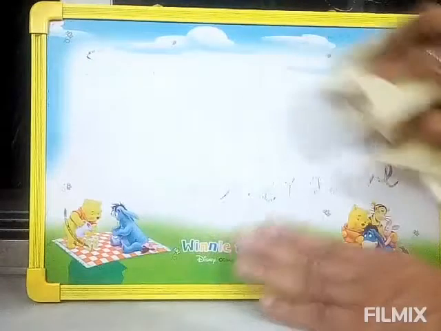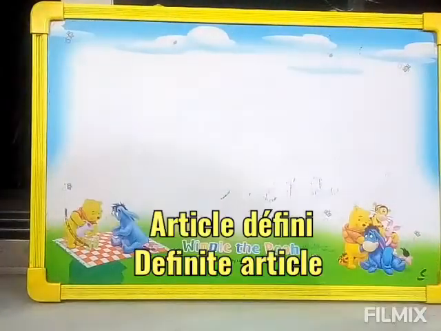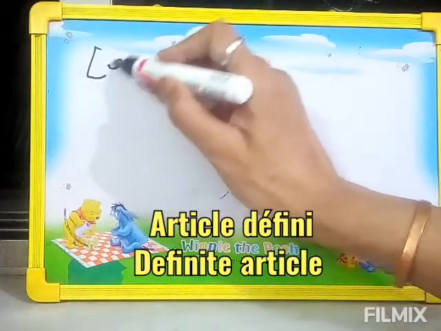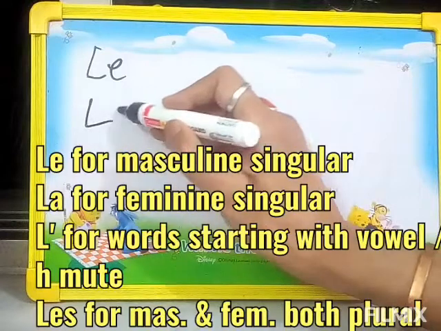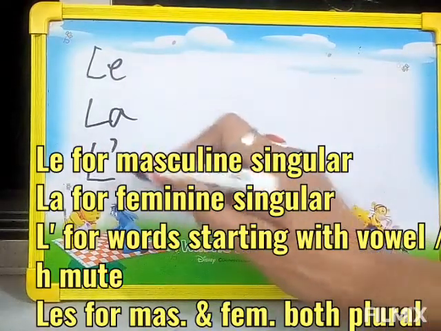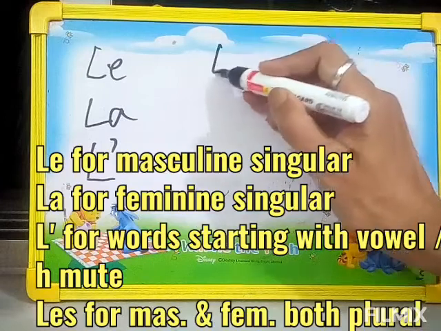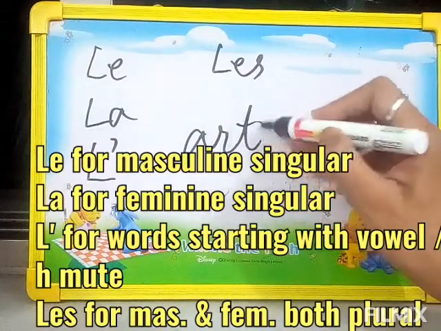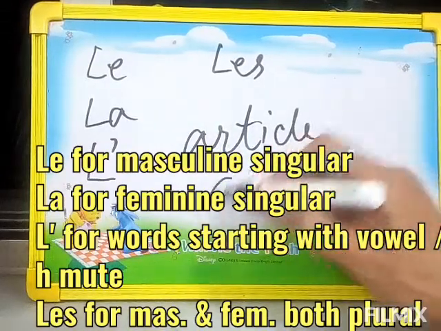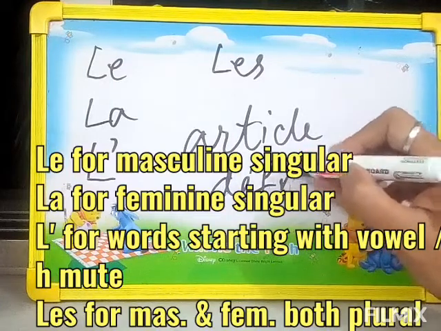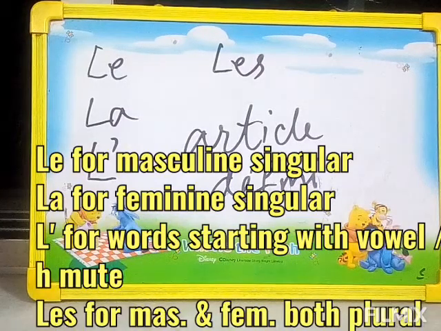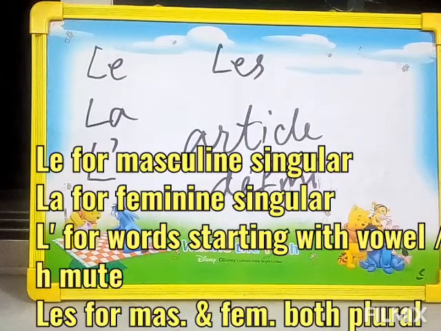Now I am coming to the article in French grammar. This is a very important part, article. In French grammar, it is called article défini, that is definite article. What I have written here: le, L-E; la, L-A; L apostrophe; and L-E-S.